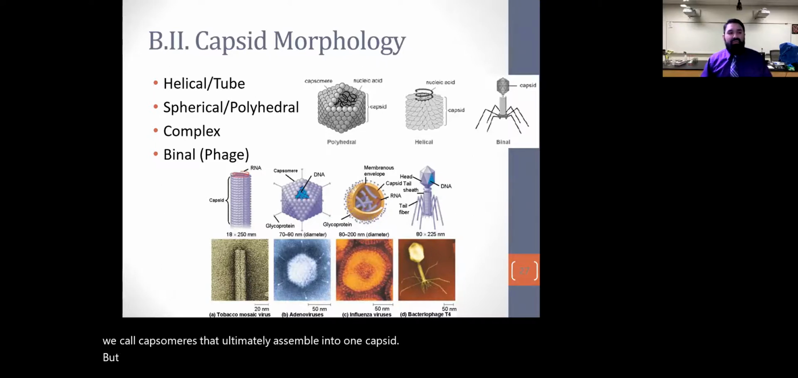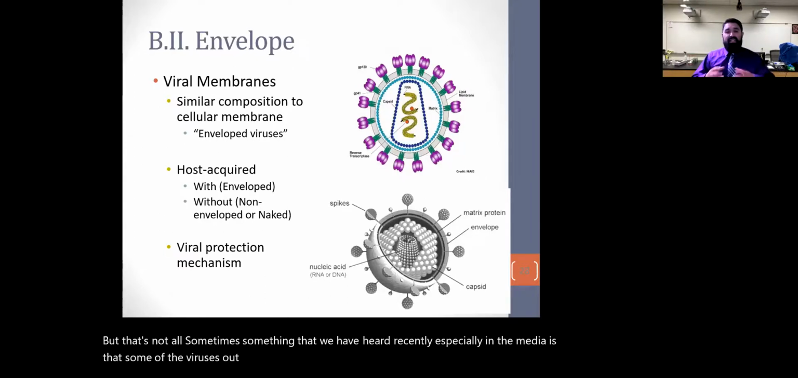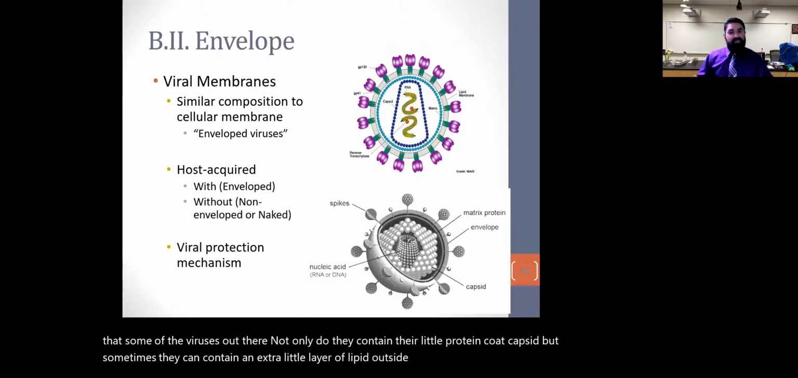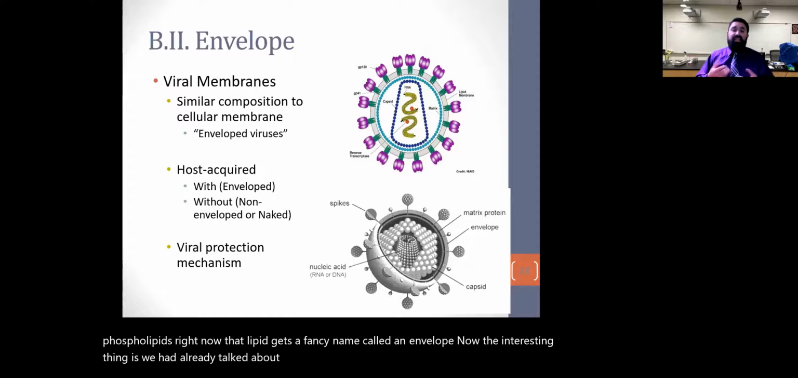Something that we have heard recently, especially in the media, is that some of the viruses out there not only contain their little protein coat, their capsid, but sometimes they can contain an extra little layer of lipid outside of them, just like we do, phospholipids, right? Now, that lipid gets a fancy name called an envelope. Now, the interesting thing is we had already talked about the fact that virions and viruses don't really carry this.